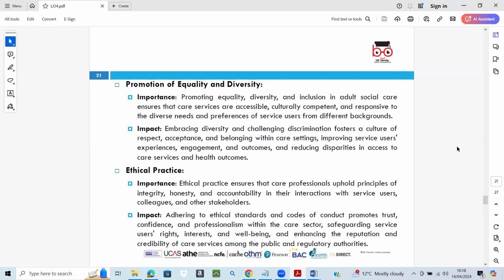And what might be the impact of adhering to ethical standards and codes of conduct in the care sector? Adhering to ethical standards promotes trust and confidence among service users, colleagues, and other stakeholders. It also enhances the professionalism of care services, safeguarding the rights, interests, and well-being of service users. It also boosts the reputation and credibility of the care sector in the eyes of the public and regulatory authorities, ensuring compliance and fostering public trust. So this could be the impact of it.